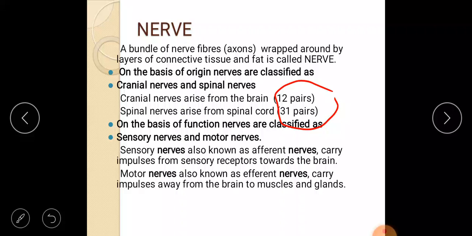Now, on the basis of functions, the nerves are classified again into two types. Number one, the sensory nerves as well as the motor nerves. The sensory nerves are those nerves which have the neurons that take the message from the sensory receptors to the spinal cord or the brain, and motor nerves bring the message to the effector organs. These effector organs could be the muscles or they could be the glands.